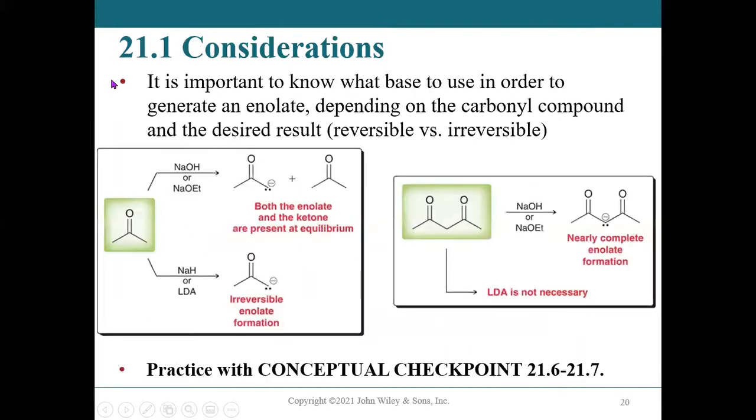Ethoxide will be enough. It is important to know what base to use in order to generate an enolate, depending on the carbonyl compound and the desired result, reversible or irreversible. So here are some examples. We have acetone, and we want to partially produce the enolate. We can use hydroxide or sodium ethoxide. Both enolate and ketone are present at equilibrium. But if we want to completely convert acetone to enolate, we can use sodium hydride or LDA. Then we don't have any ketone in the product.